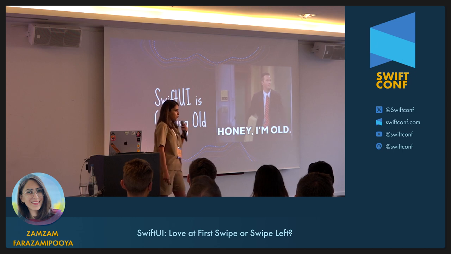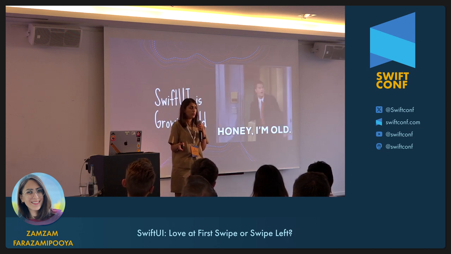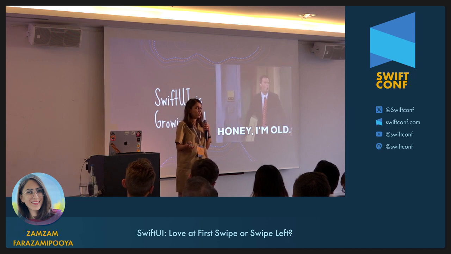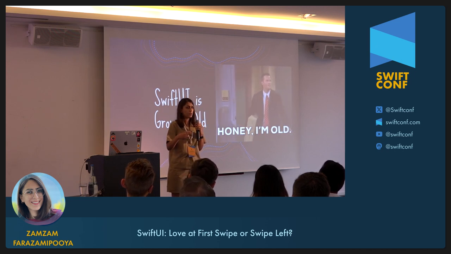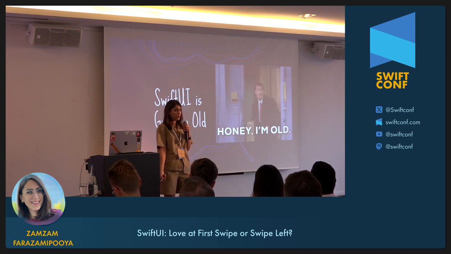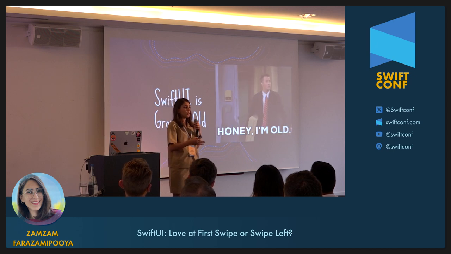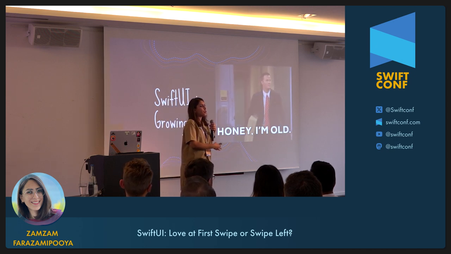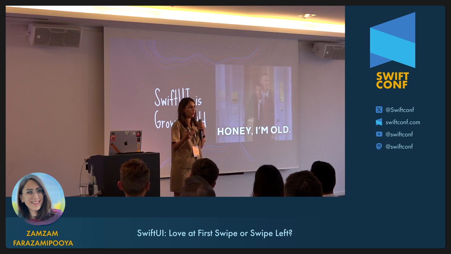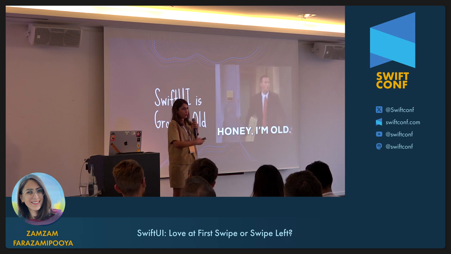SwiftUI is growing old. So what do I mean by that? Ever since the release of SwiftUI, every year Apple releases a set of new modifiers, a set of new features, and a set of new functionalities to SwiftUI that you can only use from the latest iOS version. Which means that if you have to support older iOS versions, you always have this dilemma of, okay, what do I do now? How do I use these new things but also support older versions?